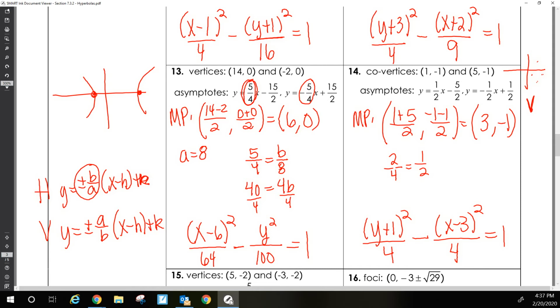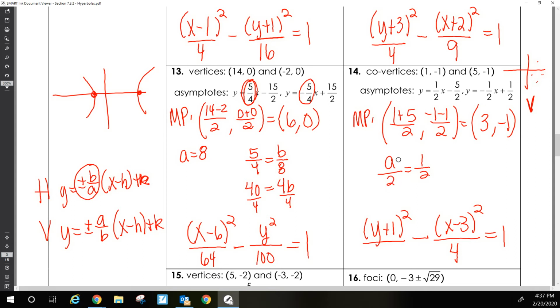Oh, be careful, Miss Harris. Messing up here. Let's try that again. A over b is supposed to be equal to 1/2. B is not 4, Miss Harris. What is b? If b squared is 4, what's b, Miss Harris? It says the distance between 3 and 5 is 2.